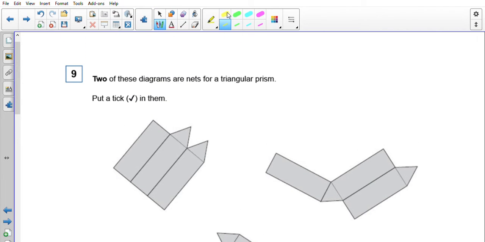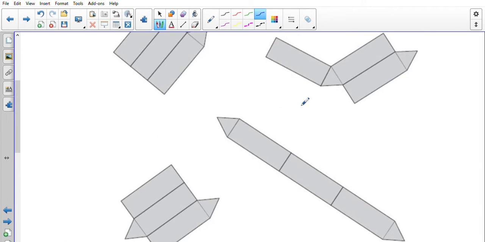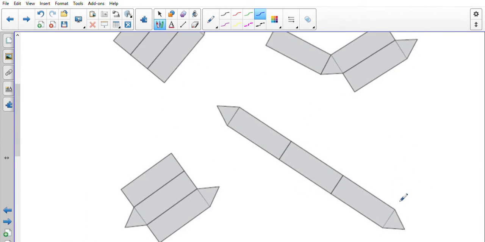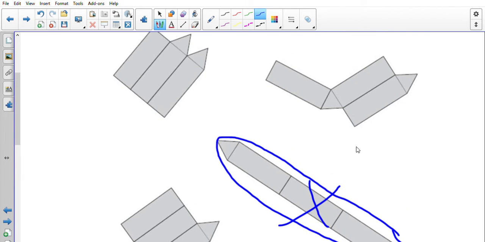We're given a bit of a helping hand here. This is always worth looking at. 2 of these diagrams are the nets, which means that I'm looking for 2 separate answers, 2 of my 4. Now if you look at this one, it stands out, right? That doesn't look like any kind of net we've done, and often if you think that, chances are if it doesn't instantly look right, there's going to be something wrong with it. I mean, if you visualize folding that up, it's not even going to make a complete 3D shape, so that's a non-starter, which leaves me with finding the odd one out.